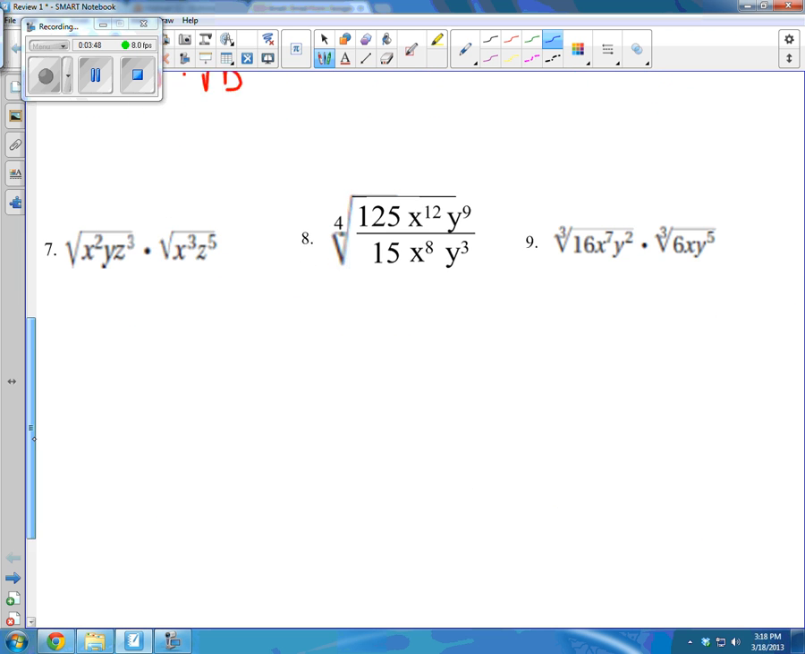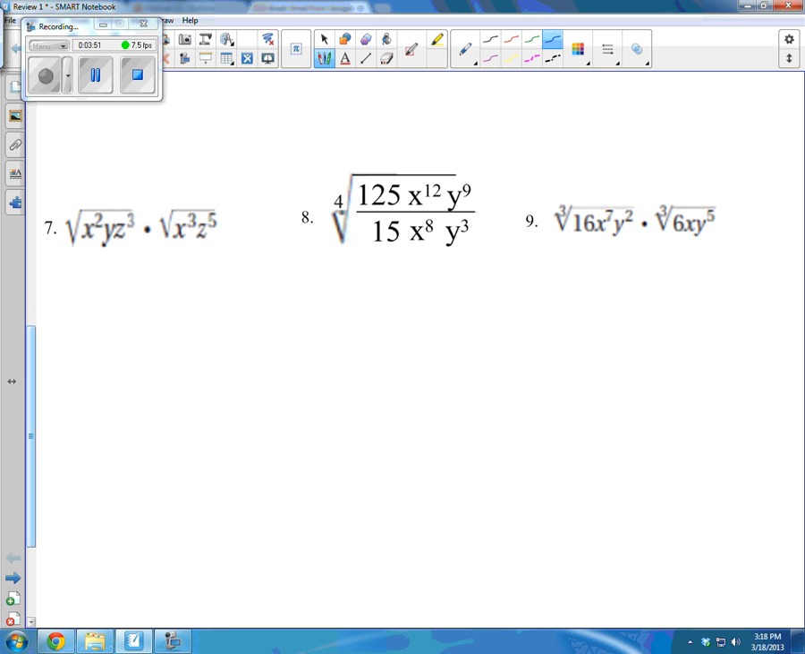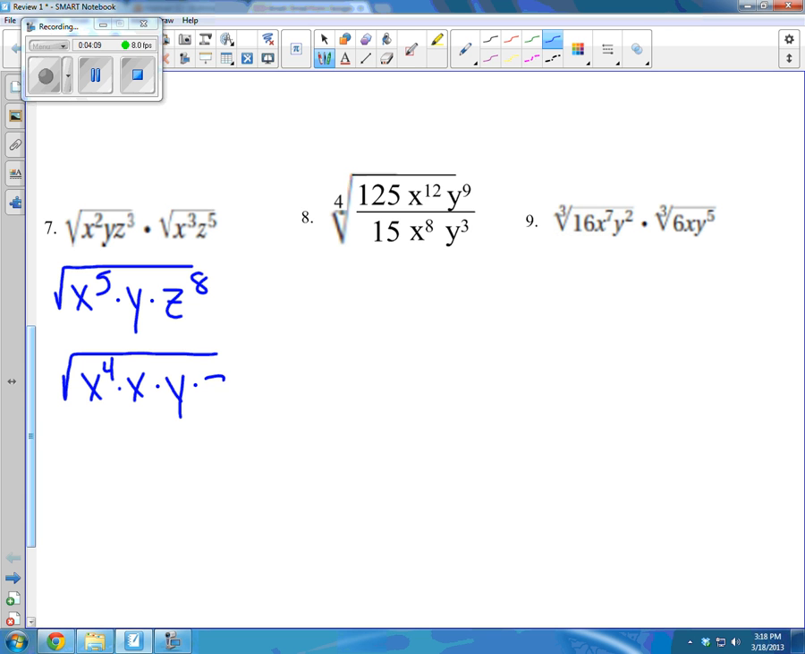All right, moving down to number 7. So on number 7, what I'm going to do is, even though there might be some things that are perfect, I'm going to put everything under one square root. So I have 5 x's, 1 y, and 8 z's. And now I'm going to break it down into the perfect and not perfect. So I'm going to have x to the 4th and an x, the y, and z to the 8th is already perfect. And now I'm going to take all the perfect stuff out. So when I'm done, I'll have x squared and z squared on the outside, and still in my square root will be an x and a y. So there's number 7.